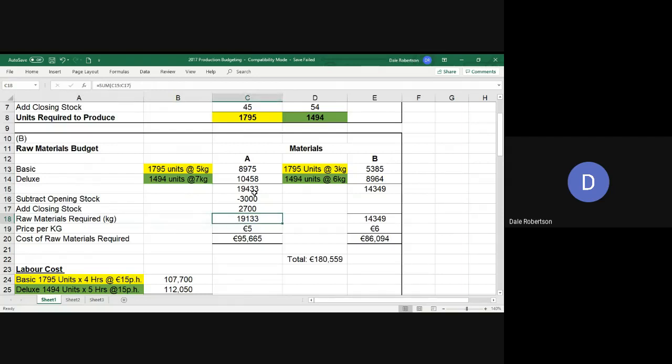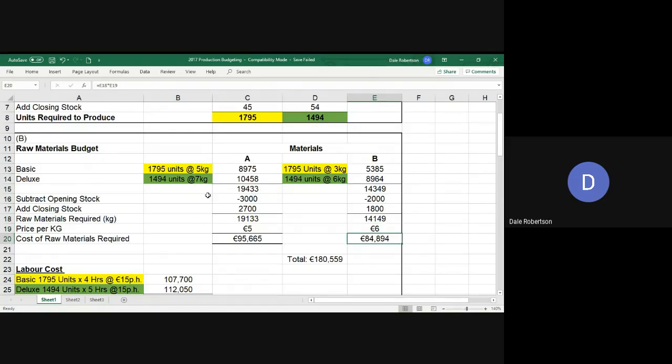And we're multiplying that by the price per kilo, which the question advises us is €5, to get 95,665. Let's do the same for material B. The opening stock of material B is 2,000. We'll subtract that, but we'll add on the closing stock, which we do require to produce, which is 1,800. That costs us €6 per kilo, and when you multiply that out, that's going to give you 84,894.